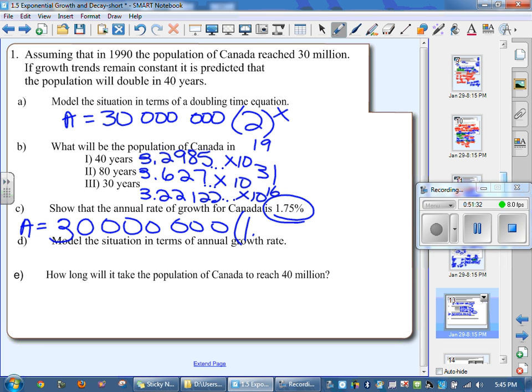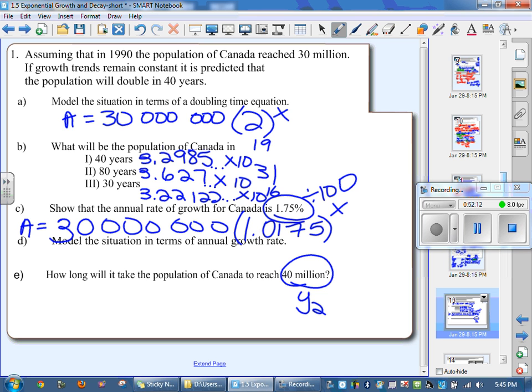Letter D. Model the situation in terms of an annual growth rate. Okay. Well, how much is it going to be? That's your equation for the growth rate. Letter E. How long does it take to reach 40 million? Well, 40 million is going to go in your Y2. 30 million, the equation in letter C is going to go into Y1. You'll do an intersect, and you're going to get x is equal to around 16.58 years. So just over 16 and a half years, the population is going to reach 40 million at that rate. Well, let's take a look at the next example.